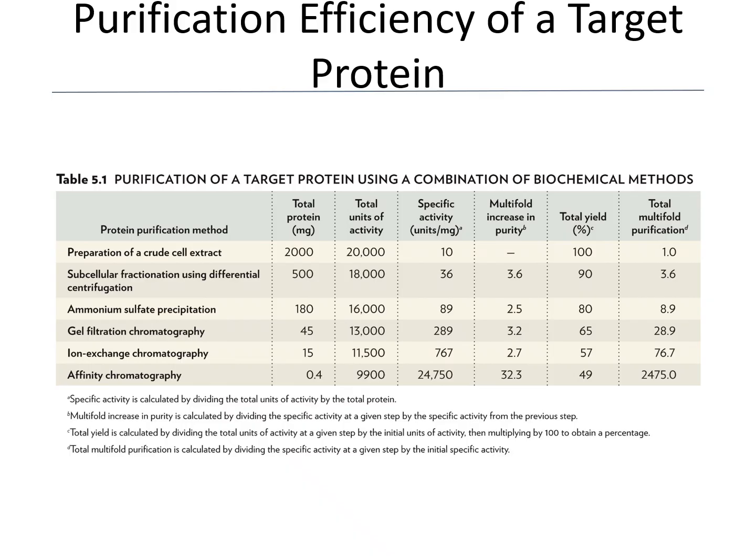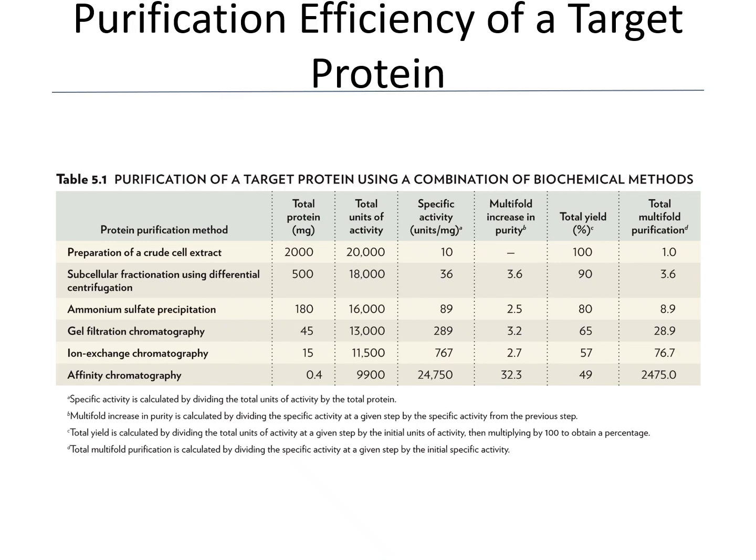So the specific activity, okay, basically would be 20,000 divided by 2,000 is 10 here, and 18,000 divided by 500 is 36. So the fold change in purity will be 36 divided by 10, you get 3.6. So that's 3.6-fold purification. And the yield, okay, the yield is 18,000 divided by 20,000, so you get 90%, all right, 90%. And total multifold purification is 36 divided by 10, 3.6.